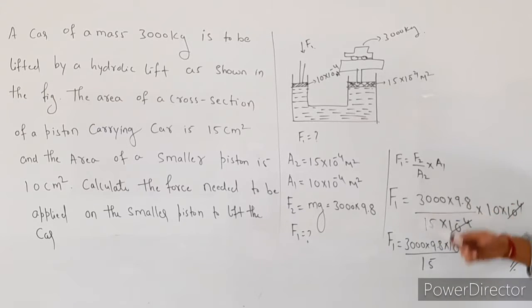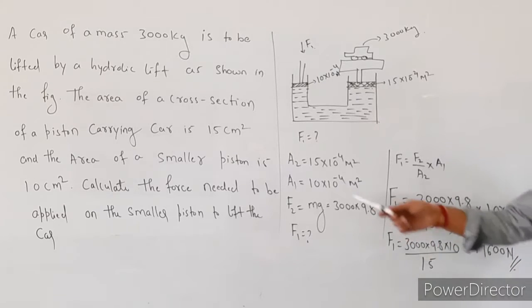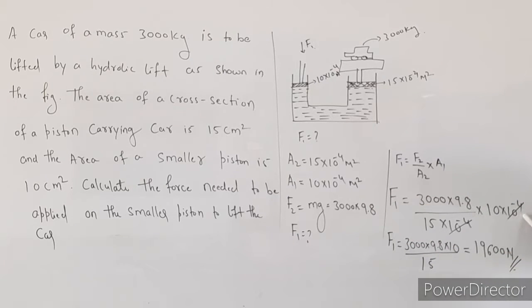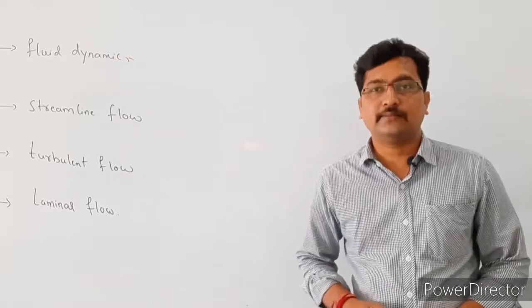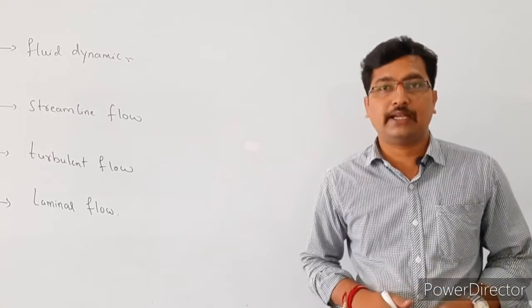F1 is equal to F2 value, which is mass into acceleration due to gravity, 3000 into 9.8, into A1 value 10 into 10 to the power of minus 4, divided by 15 into 10 to the power of minus 4. Here 10 to the power of minus 4 and 10 to the power of minus 4 both get cancelled. The remaining is F1 is equal to 3000 into 9.8 into 10 divided by 15, that is equal to 19600 Newton.